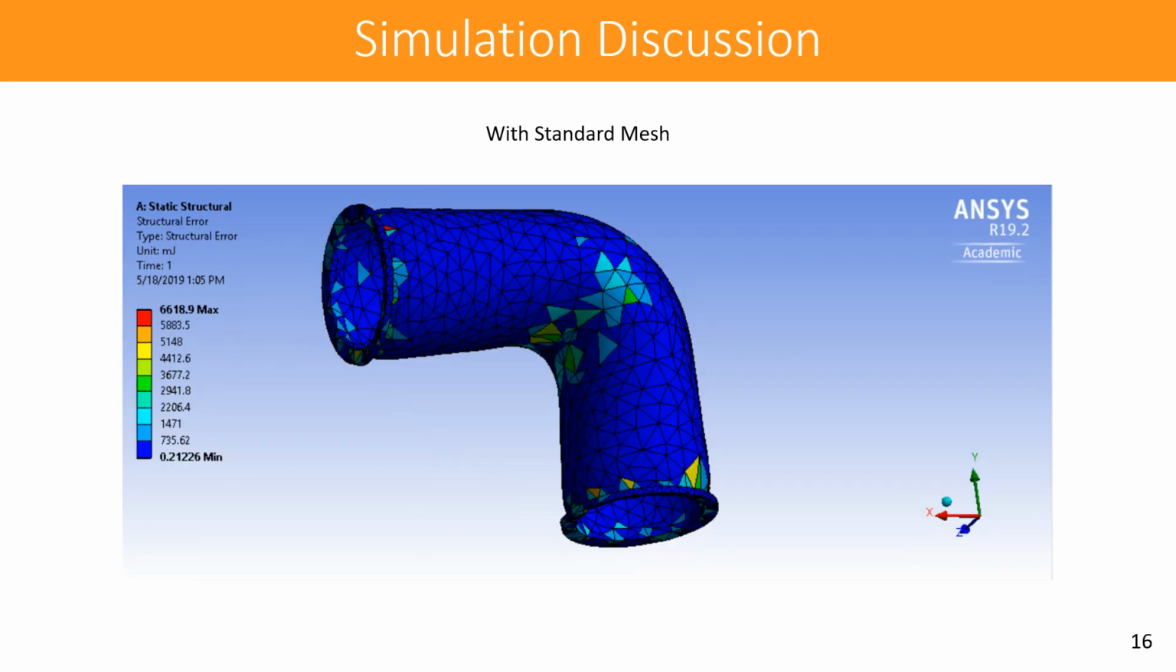So looking at the structural error, it seems like it would most likely fail around the edges of the ports rather than the elbow itself. Although similar structural error occurs at the under part of the elbow where the strain and stress accumulate the most.